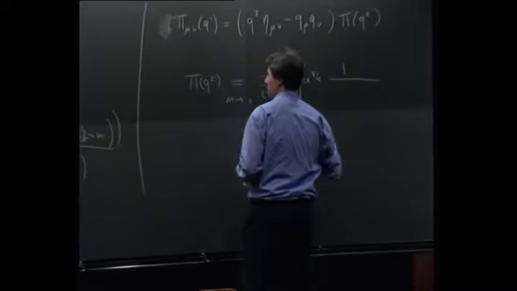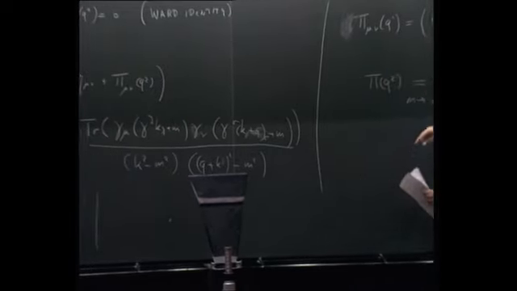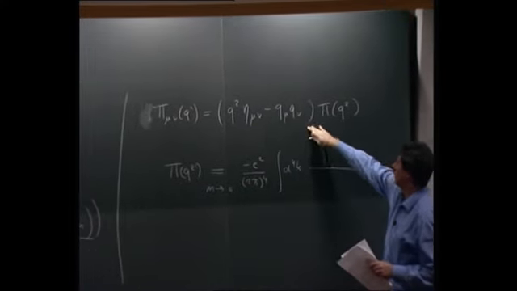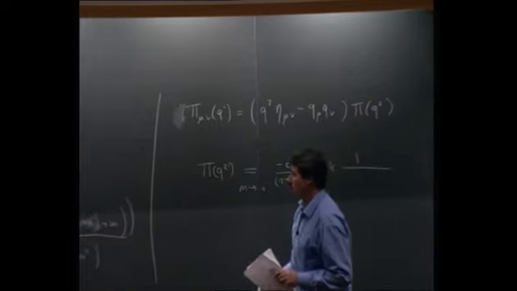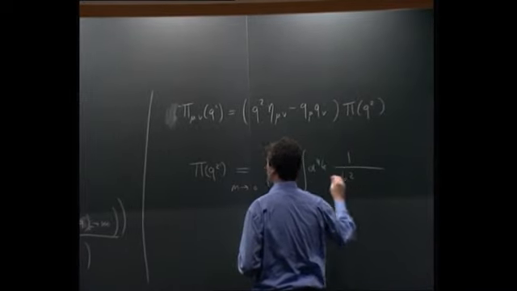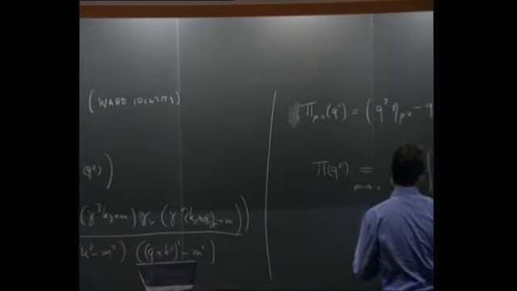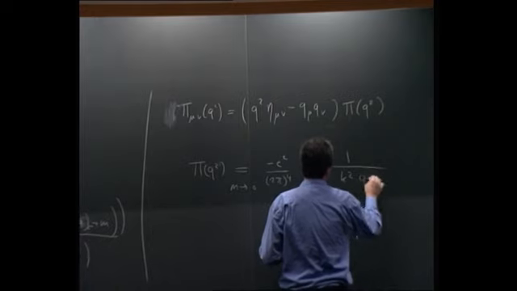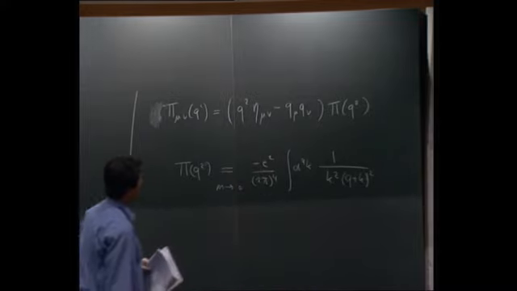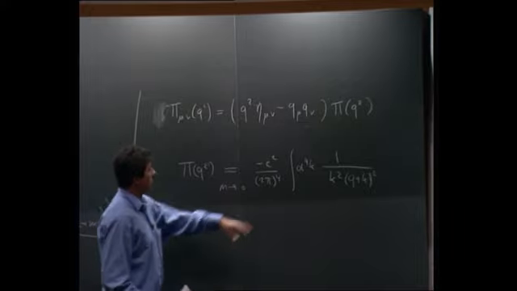And what I took from the numerator is precisely these parts, which I've taken outside. So pi of q only includes the denominator, and so there's a 1 over k squared, which is due to this propagator, and then the q plus k squared in the other part. So this is what this function will look like. And this integral is the integral we have to do.